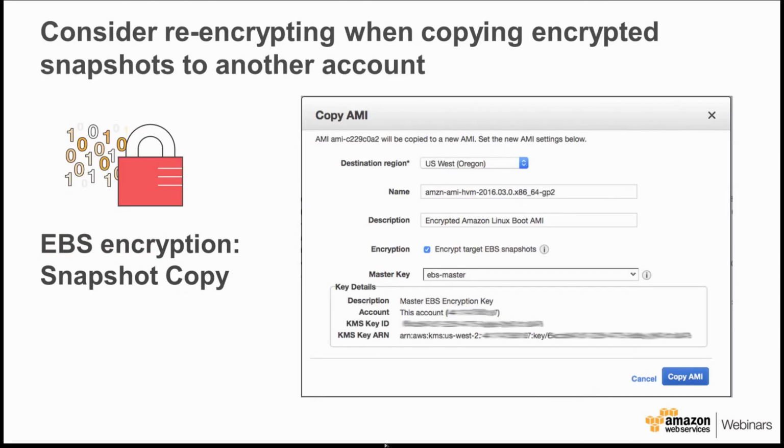Sorry, jumping back then to some security-related best practices. When sharing your encrypted resources with another account, we recommend that you re-encrypt them when copying them to another account. When copying an encrypted snapshot to another account, you must not only share the snapshot with the other account, but you also must share the key with the other account. If the key used to encrypt this snapshot is ever unshared, you will not be able to decrypt the resource in the other account. So consider re-encrypting the resource when copying the data to another account. And as mentioned before, you cannot share encrypted resources created with the default key with another account.